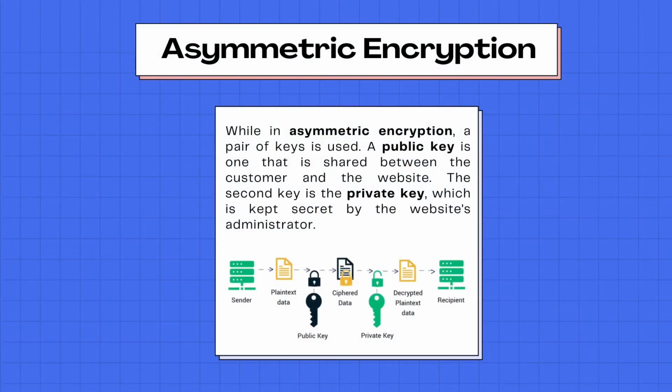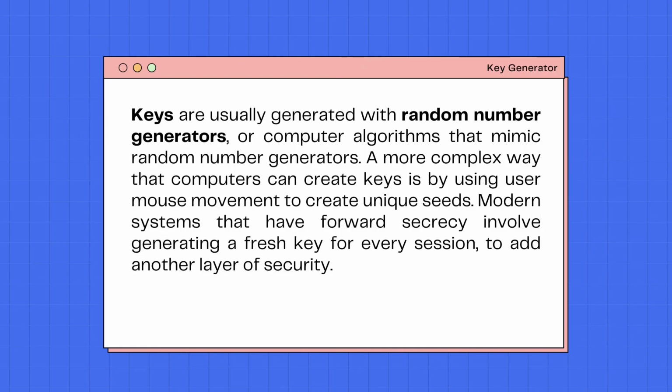While in asymmetric encryption, a pair of keys is used. A public key is one that is shared between the customer and the website. The second key is the private key, which is kept secret by the website's administrator. The public key is used to encrypt data received from the user browser, while the private key is used to decode it. The information transferred between the browser and the website is thus kept safe and secure.